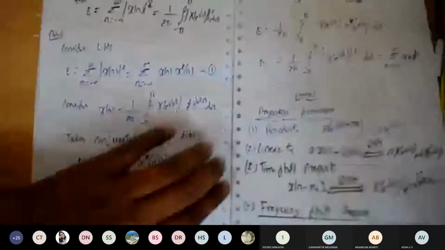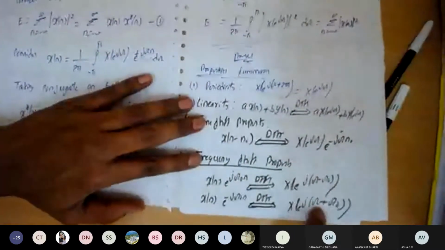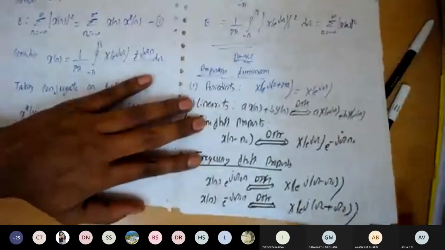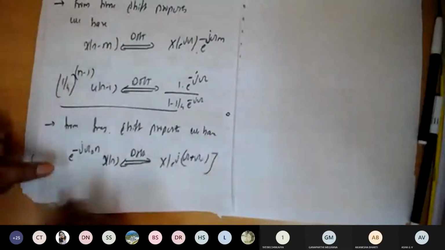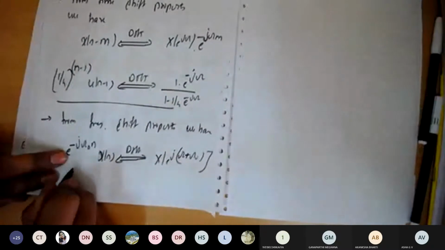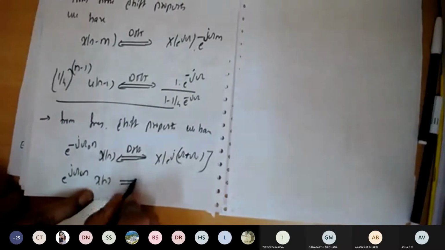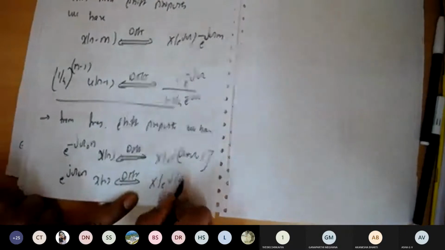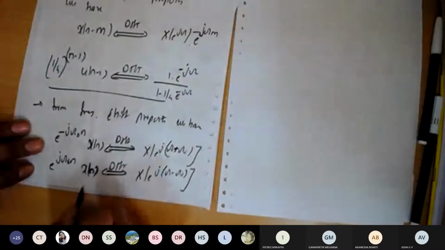If it is plus here, we get minus. If it is minus here, we get plus. For x[n] into e^(-jω0 n), it will become this one. If it is plus, here we'll get minus, so we'll apply the property. And similarly, we have the two terms also there: plus and minus. For e^(jω0 n) into x[n], the corresponding DTFT becomes X(e^(j(ω minus ω0))).